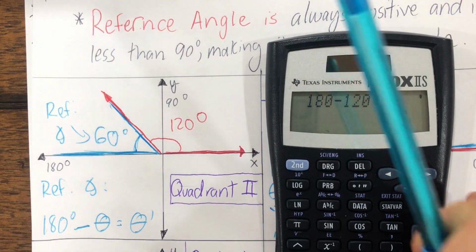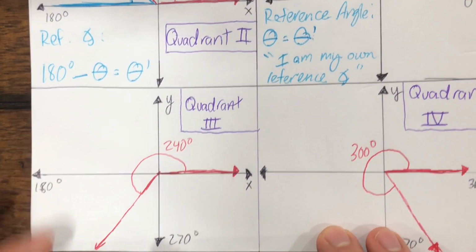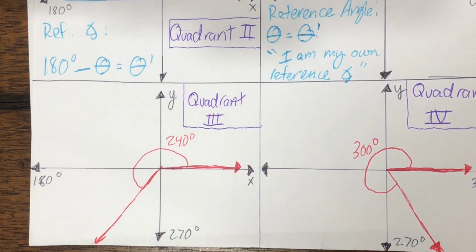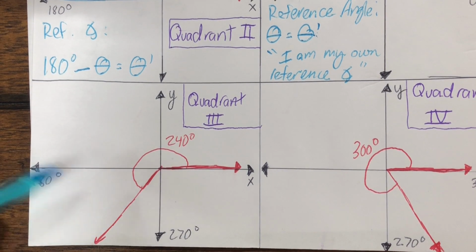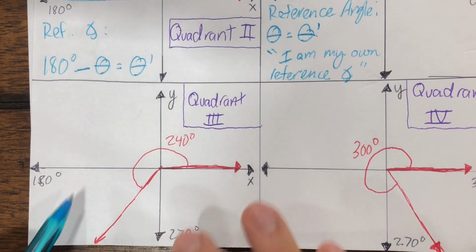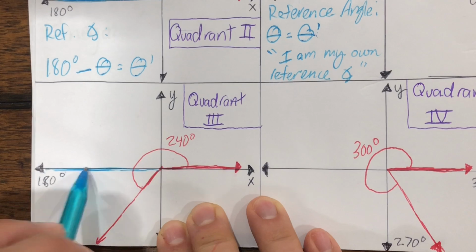Now let's take a look at the third quadrant. In the third quadrant, we're going to be looking at angles between 180 and 270 degrees. For this example, we're going to look at 240 degrees as my angle measurement. Now, the reference angle is always located between the terminal side and the nearest part of the x-axis. So in this one, we see that the terminal side is over here, and the nearest x-axis in the third quadrant is still the left side, which is at 180 degrees. So my reference angle is going to be over here.